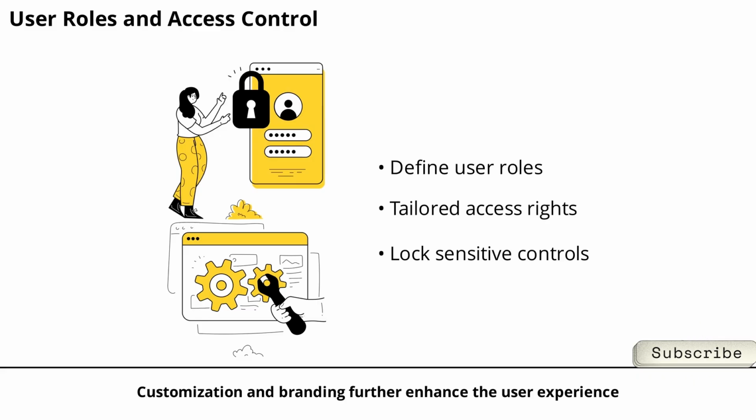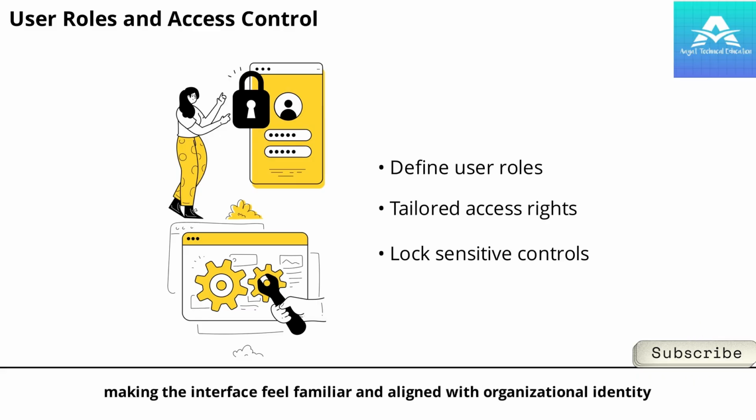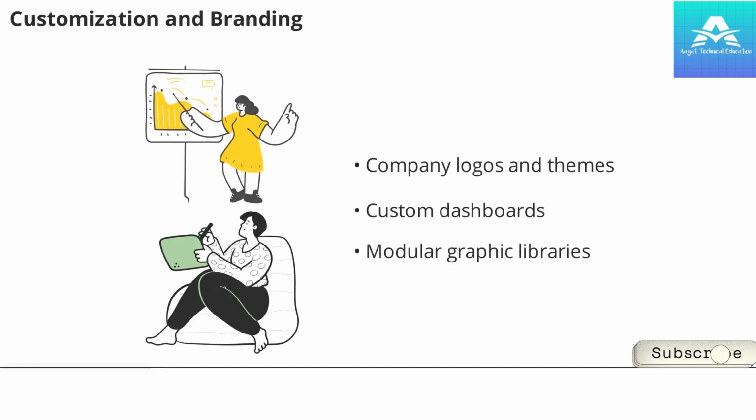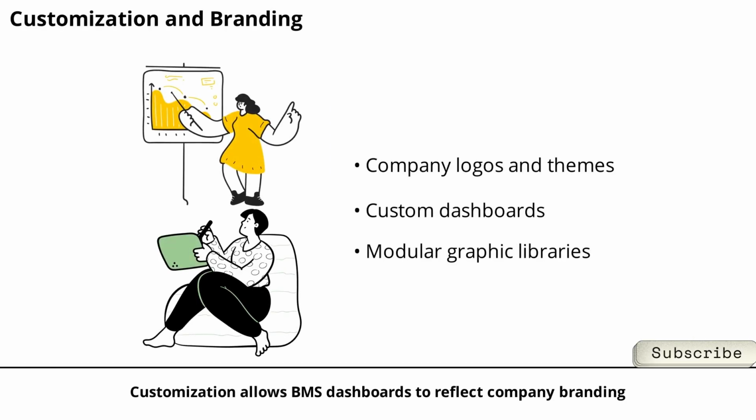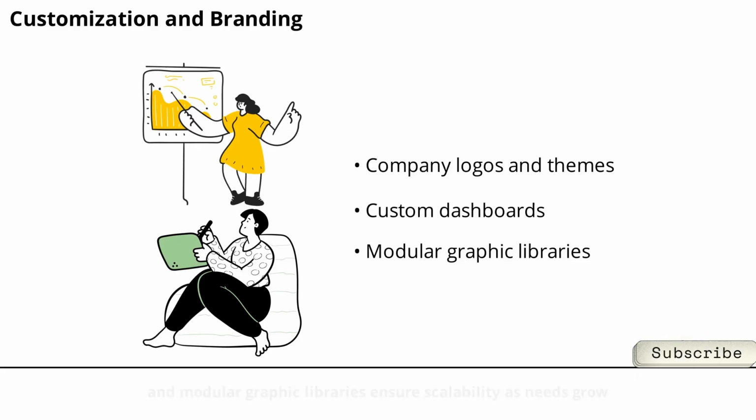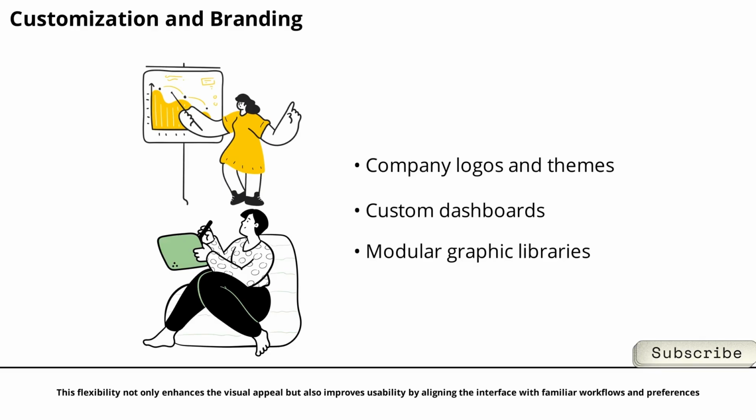Customization and branding further enhance the user experience, making the interface feel familiar and aligned with organizational identity. Customization allows BMS dashboards to reflect company branding with logos and color themes that match the client's identity. Dashboards can be tailored to specific requirements, and modular graphic libraries ensure scalability as needs grow. This flexibility not only enhances the visual appeal but also improves usability by aligning the interface with familiar workflows and preferences. Next, we'll cover best practices for alarm handling within the GUI to ensure critical events are never overlooked.